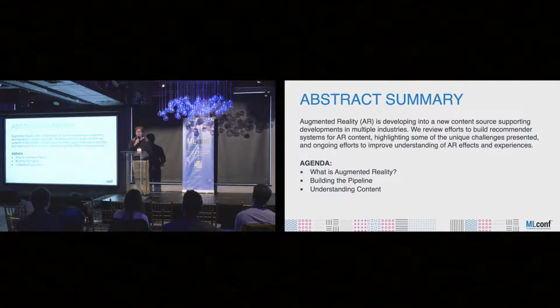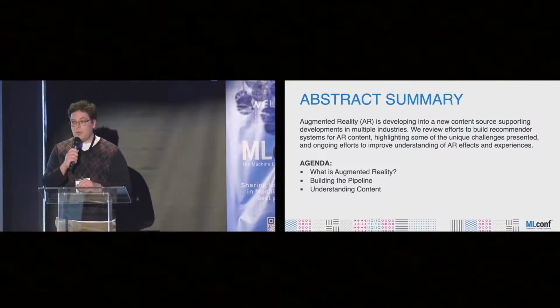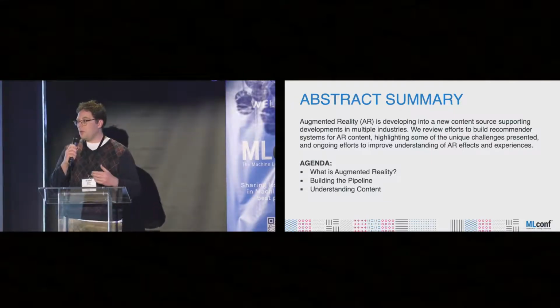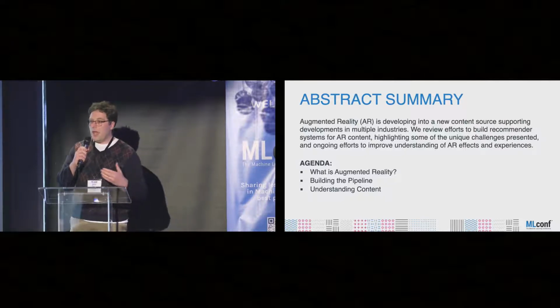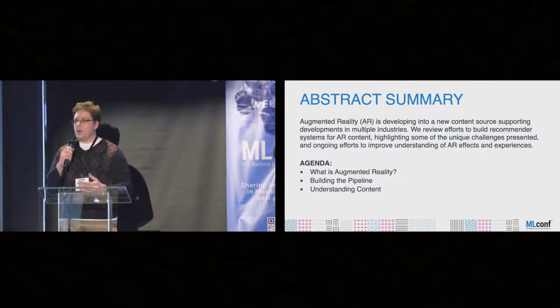So today, we're going to go into what is augmented reality. I'm going to give a couple of examples of what an augmented reality effect looks like. I'm going to be talking about how we go ahead and build the pipeline. So how would a recommender system look in general, and how does it specifically apply to augmented reality effects? And then on top of that, we're going to talk about this as a content source. So when you're recommending something, you have to think about the content that you're actually recommending. How does augmented reality differ from media recommendations or other types of recommendations you normally would see?